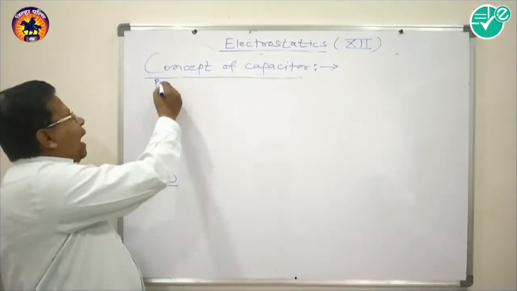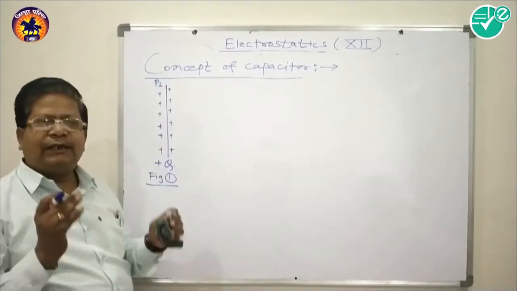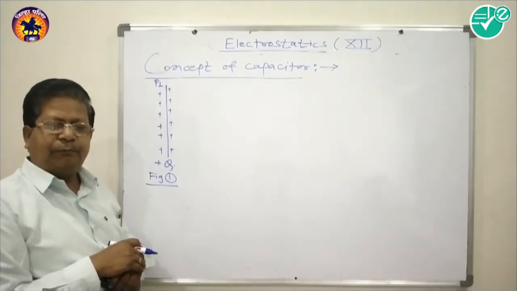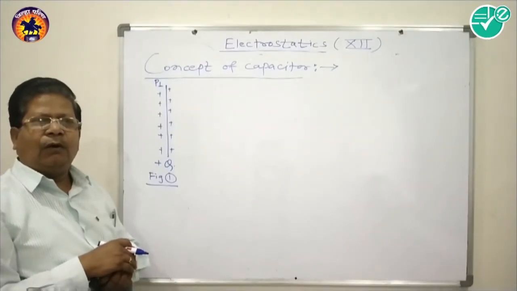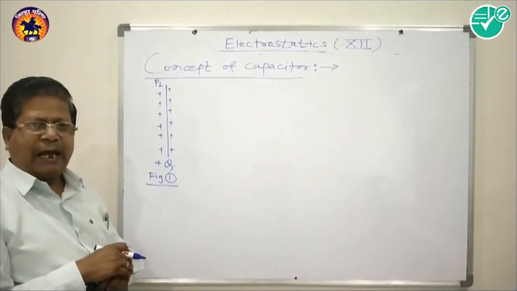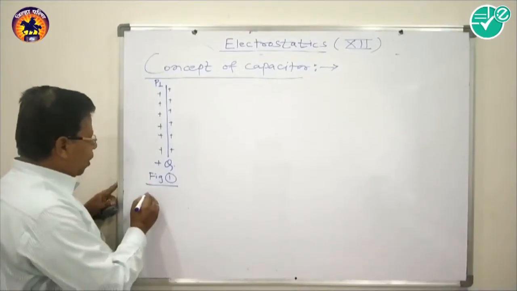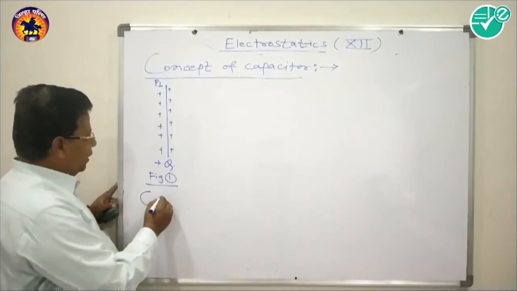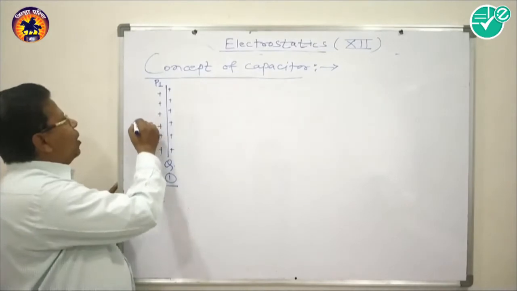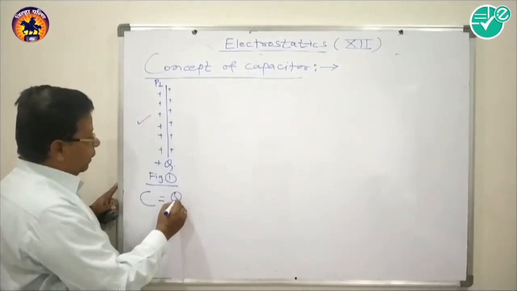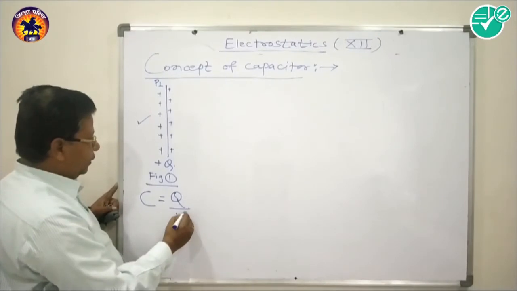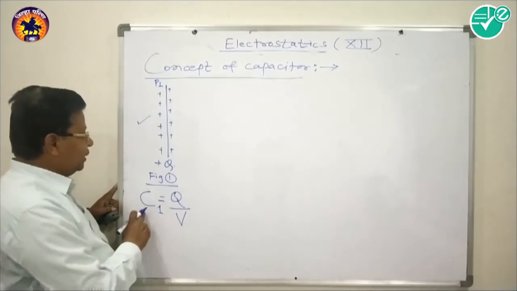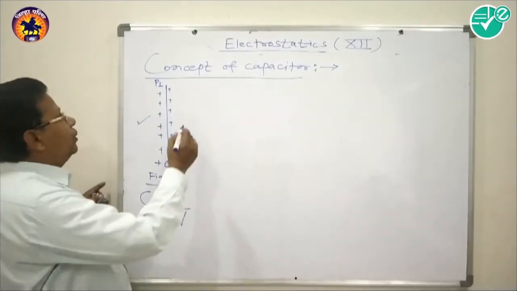And as charges are deposited on this conductor, due to the charge on this metal plate P1, its potential goes on increasing. Therefore, by the definition of capacitance of the capacitor, C is equal to Q by V. For this figure, C is again Q by V. Or we say that for plate P1, it is C1, which is equal to Q by V.